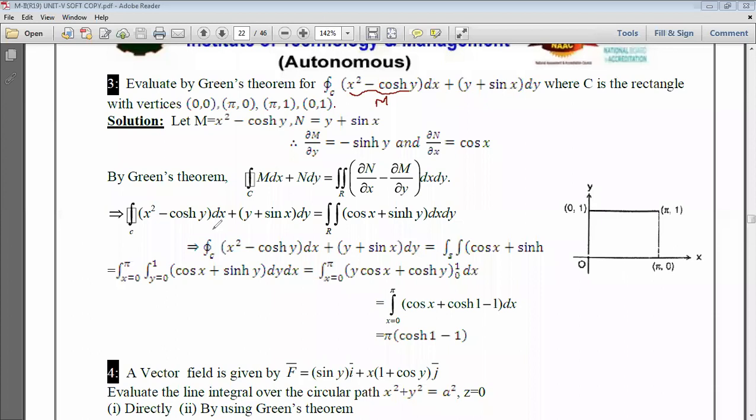So here it is having M dx, and this is nothing but N dy. So ∂M/∂y is nothing but, x squared, its derivative is 0, and cos y's derivative is nothing but sin y. Hyperbolic, there is no change, so for that minus sinh y, minus as cos changes to sin. And ∂N/∂x is nothing but, this is a constant, derivative 0, and sin x's derivative is nothing but cos x. So it means ∂N/∂x minus ∂M/∂y is simply what we got, cos x plus sinh y.